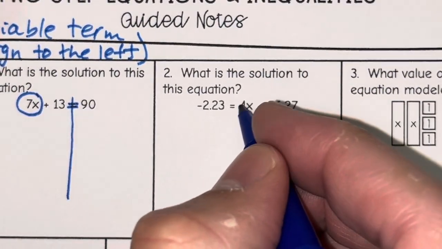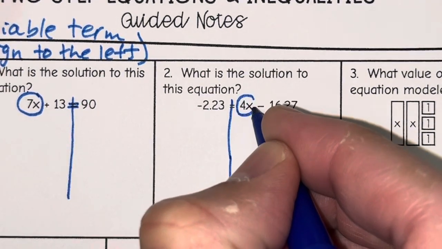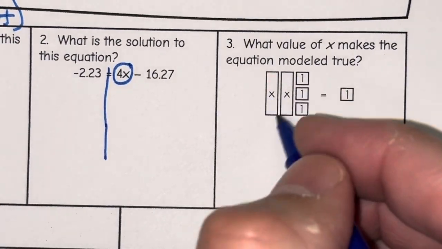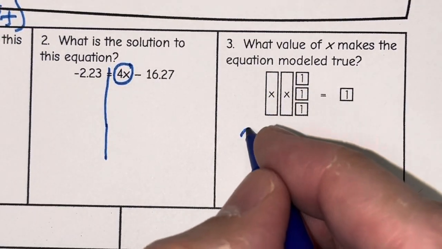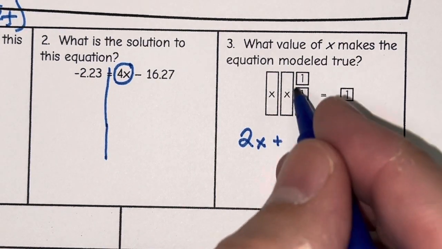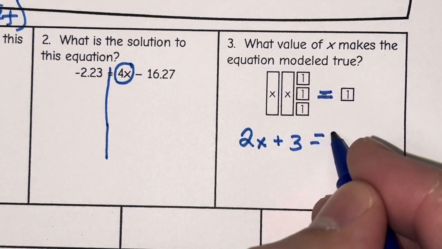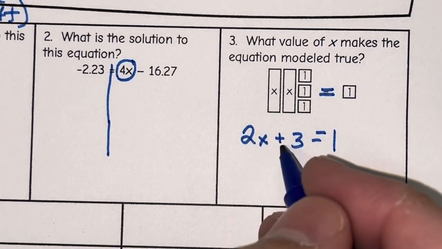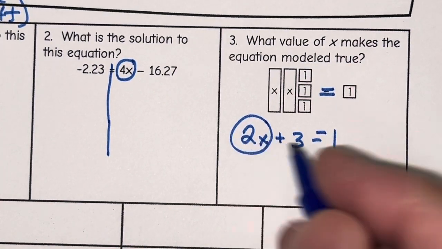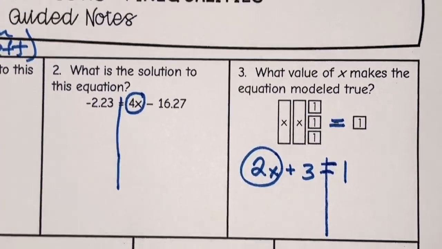We have the variable term on the right of our equal sign, and we're going to circle the variable term. And once we get to this one, we're just going to write we have 2x. And there's 1, 2, 3. It looks to be positive because there's no negative. And then here's our equal sign. So once we have our equation, we're going to circle the variable term and the sign to the left. And then we're going to draw a line down through the equal sign.